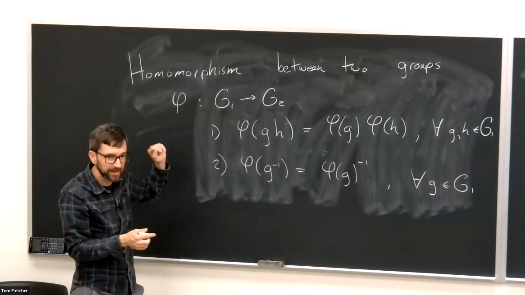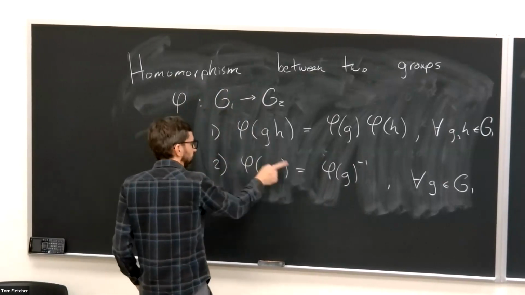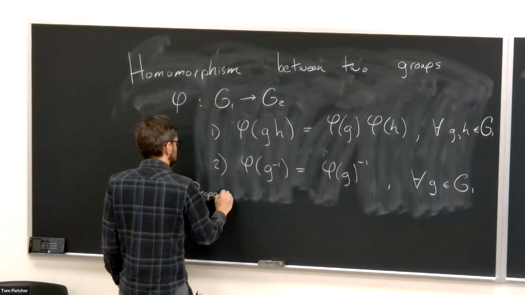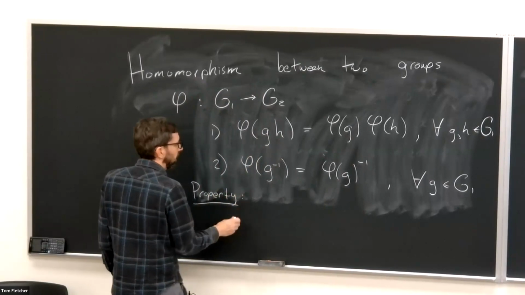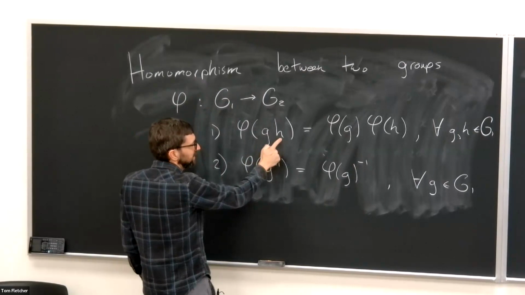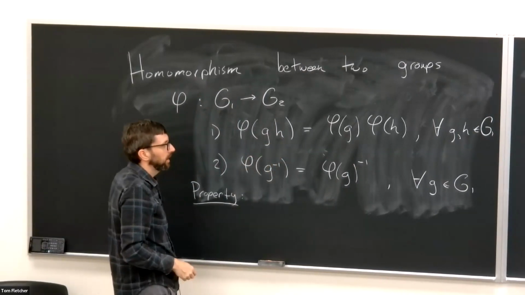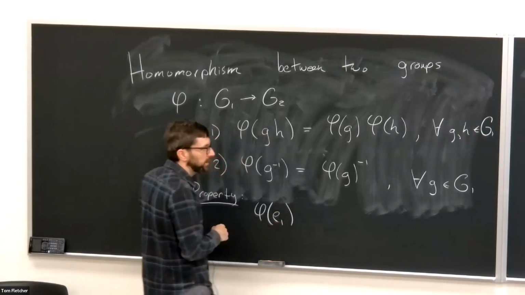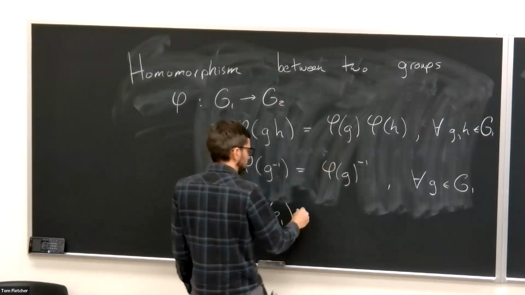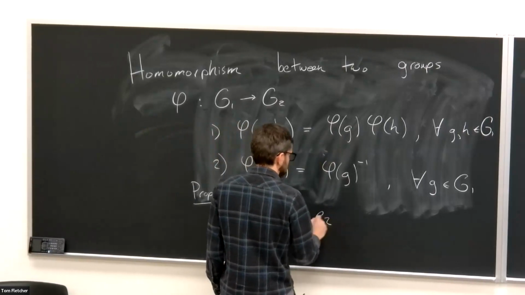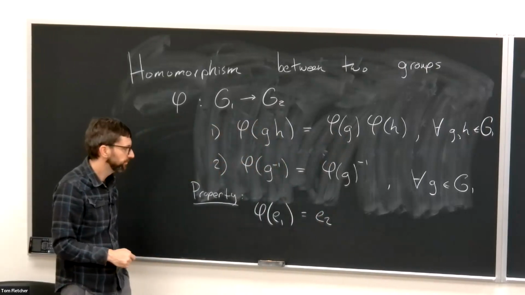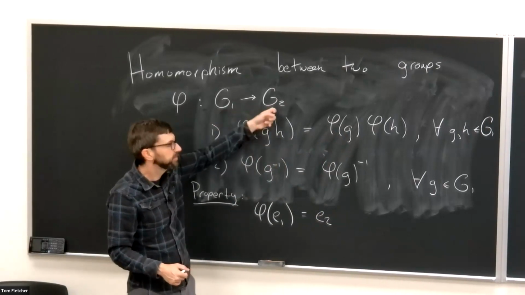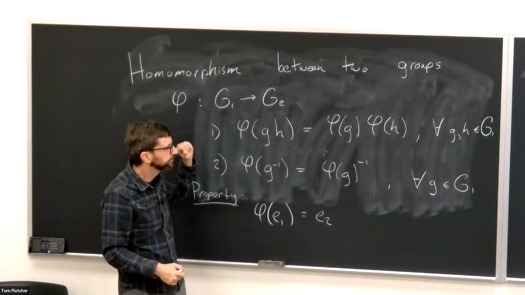If you put these two rules together, these are the only two rules, one property immediately comes out. You don't need to specify it as a rule because it follows: you just set H to G inverse here. What you can see is that the identity element, which I'll write as E1, the identity element in G1, is equal to the identity element in G2. So it takes the identity element of the input group and maps it to the identity element of the output group.